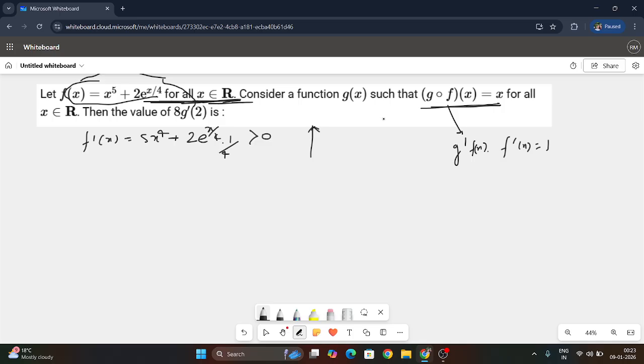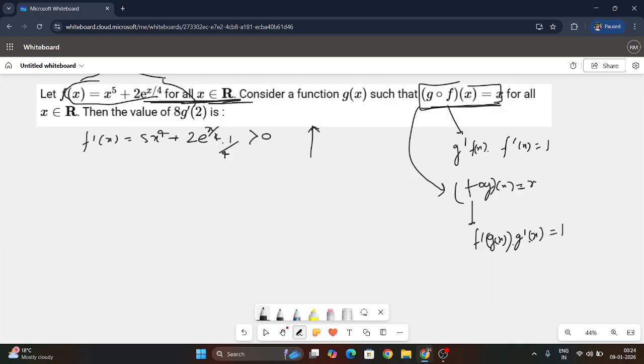Okay, so the same thing you can write like this also: f(g(x)) is equal to x. Why can you write this? Because this condition is satisfied when g and f are both inverses of each other. So g(f(x)) or f(g(x)) is going to be the same in this case. Okay, so we'll have to differentiate it, and f'(g(x)) g'(x) equal to 1.